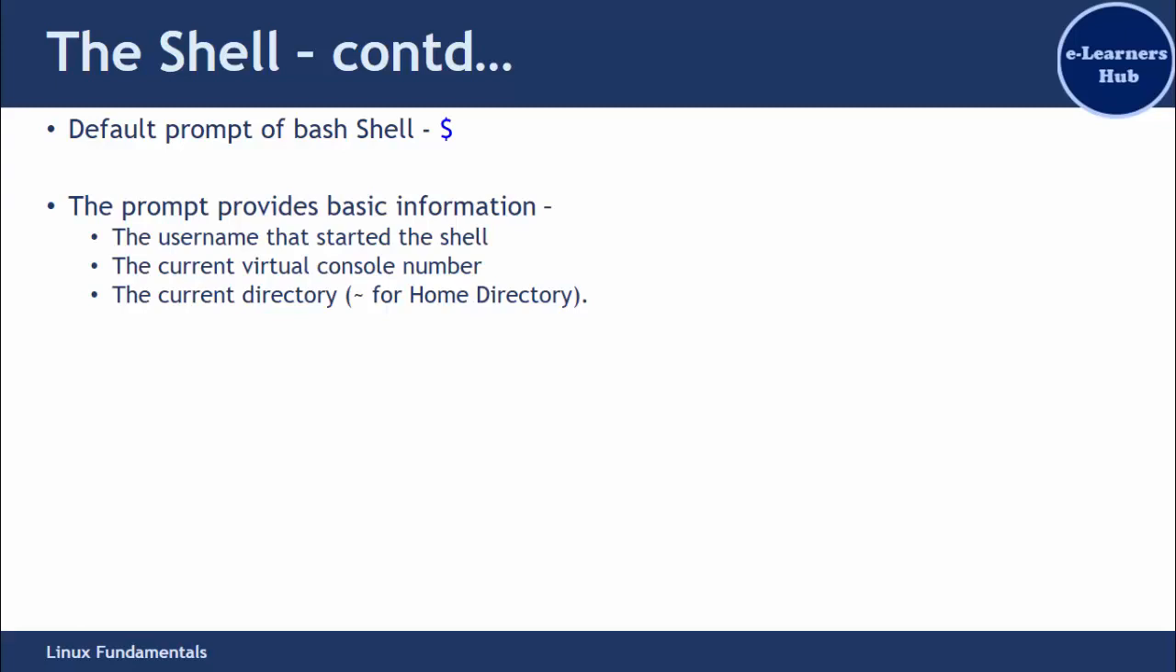The prompt shows you information about your system. The prompt that you see on your system has three parts. It shows you the username through which you have logged in. If you log in as an administrator, you will see root. If you are logged in as a user, it shows you your username.